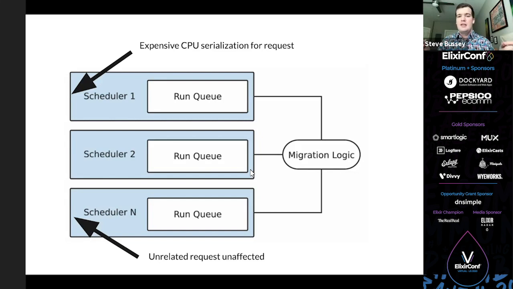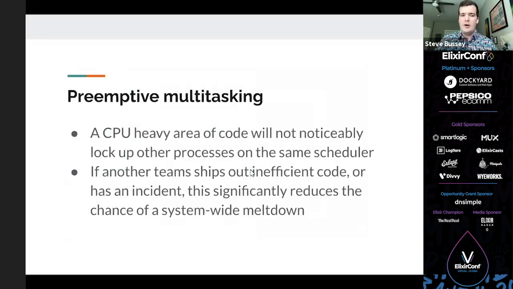This is something that sort of kicks my butt sometimes in Ruby because of the global interpreter lock. I'll have a CPU heavy task that actually sort of locks up the entire set of requests on the node that I'm on.